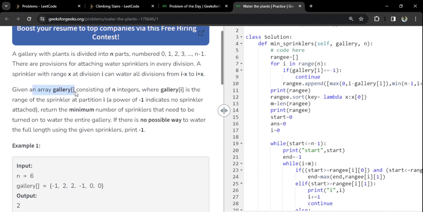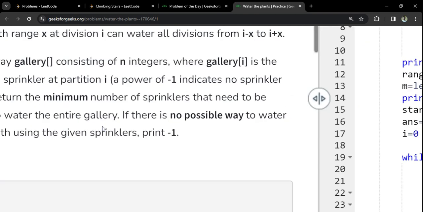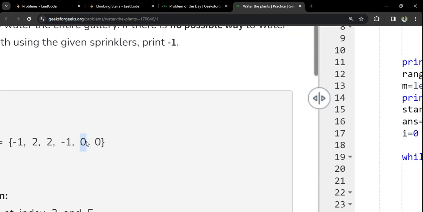Now, given an array gallery consisting of n integers, gallery of i is the range of the sprinkler at division i. One more thing here is, when the power is 0, it means that it can sprinkle only its own area. For example, if you talk about this, it is at index 4. So it will water itself only. It will not water anything left of it or right of it. Similarly, what is this minus 1? Minus 1 basically means there is no sprinkler here. It cannot water itself. It will need help of some other sprinkler around it to water the flowers in this particular bed. So minus 1 means there is no sprinkler.